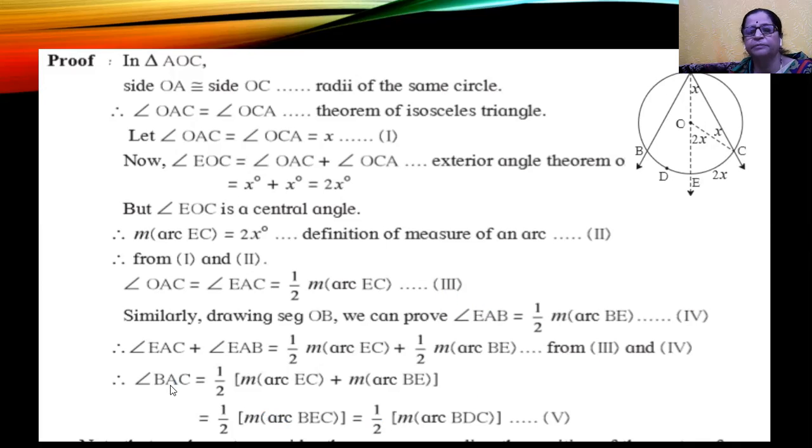Therefore, angle BAC is equal to half major arc EC plus half major arc BE. And therefore, half major arc BEC is equal to half major arc BDC. You can see this here.